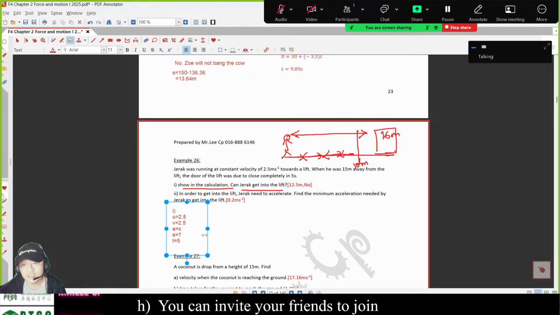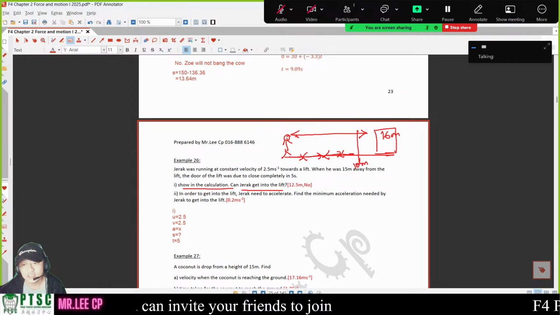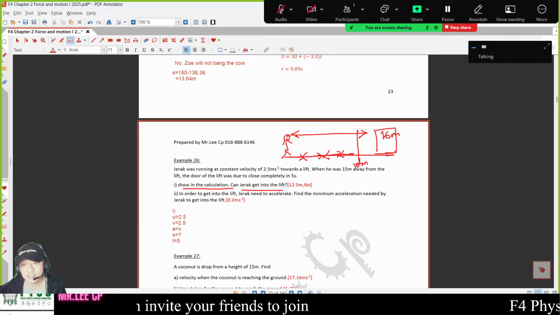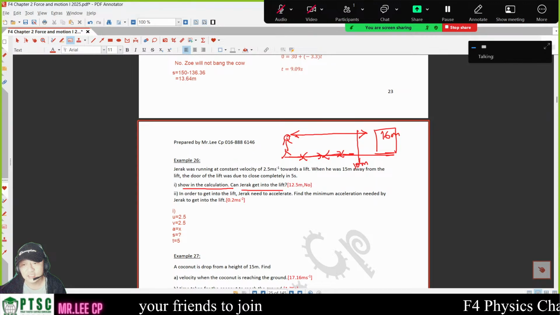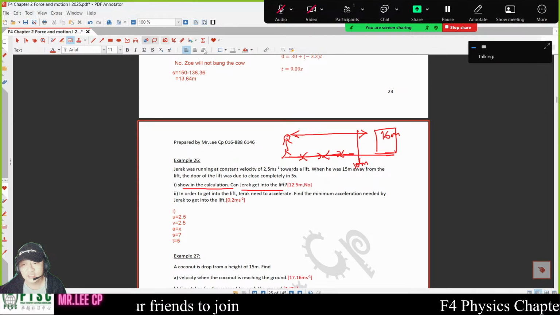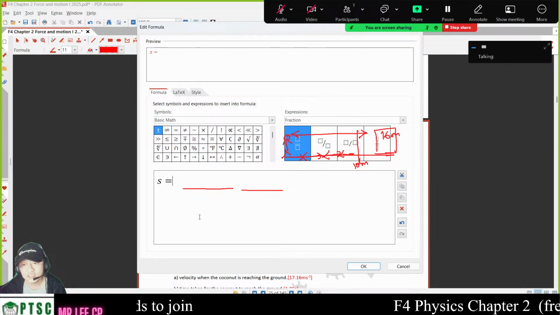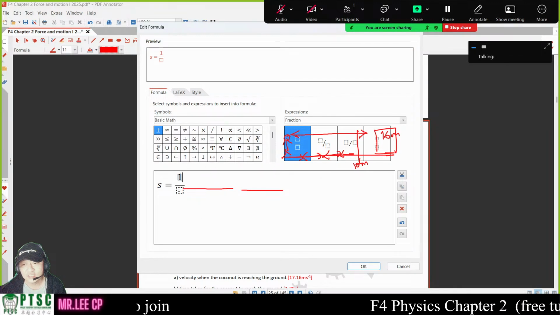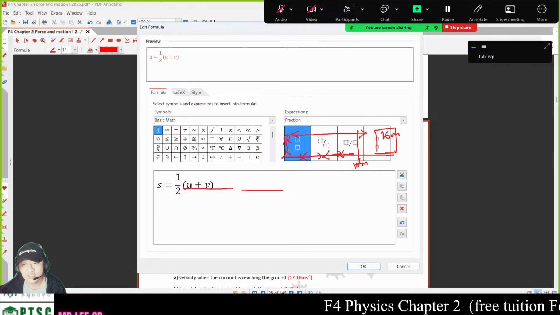Alright, this question. A, you don't have. No A, so you are going to use the second formula. S is equal to half of U plus V, times T.